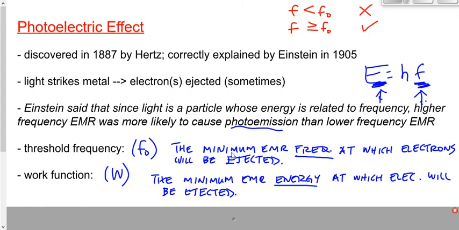Now, in the process of ejecting electrons, you end up using up energy as well, and the energy that gets used up corresponds to the work function. So I'm going to put in brackets here kind of a second definition for work function. It is the minimum energy necessary to eject the electrons, but it's also the energy used up in the process.